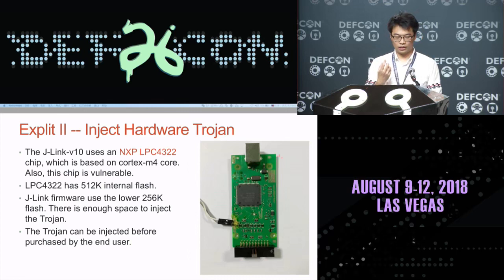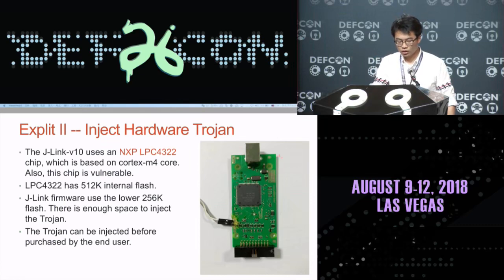So we were thinking about how to inject the hardware trojan inside of the Jetlink product, and the Jetlink is using the NXP chip, right? Which is also based on the Cortex M4 core, and it has a giant flash. It's pretty enough for us. So the Jetlink firmware only uses a lower part of the flash, so there's enough room for us, so we can just place this hardware trojan inside of the blank region.